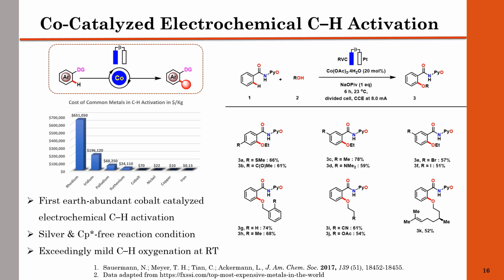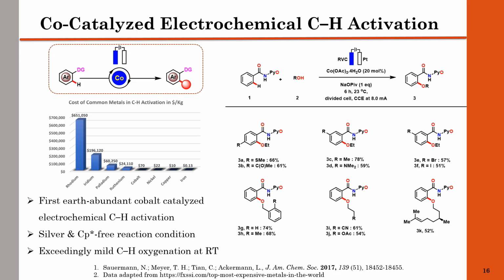Last but not least, I would like to talk about cobalt-catalyzed electrochemical C-H functionalization. As I mentioned earlier, in the previous few slides I have talked about 4d transition metal electrochemical C-H functionalization, but those 4d transition metals are very expensive, so that's why people were looking for an alternative. When we compare prices, cobalt has a very low price compared with the others.